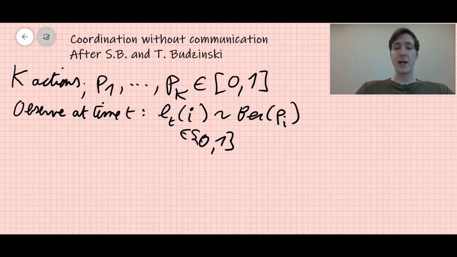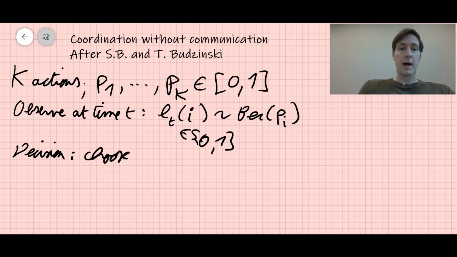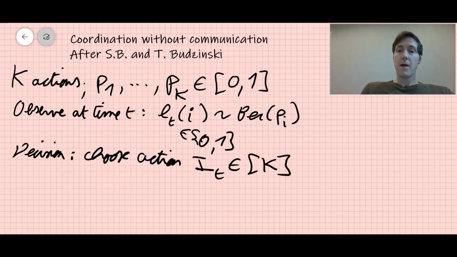realizations for all of the actions, and what you have to do is select one of the actions. So a decision is to choose an action, let's denote it by I sub t, in 1 through K. And the reward that you get out of this is P of I sub t. That's the reward that you receive. And you regret, you wish you had selected the action with the highest mean reward, which is the action with the max of the Pi.